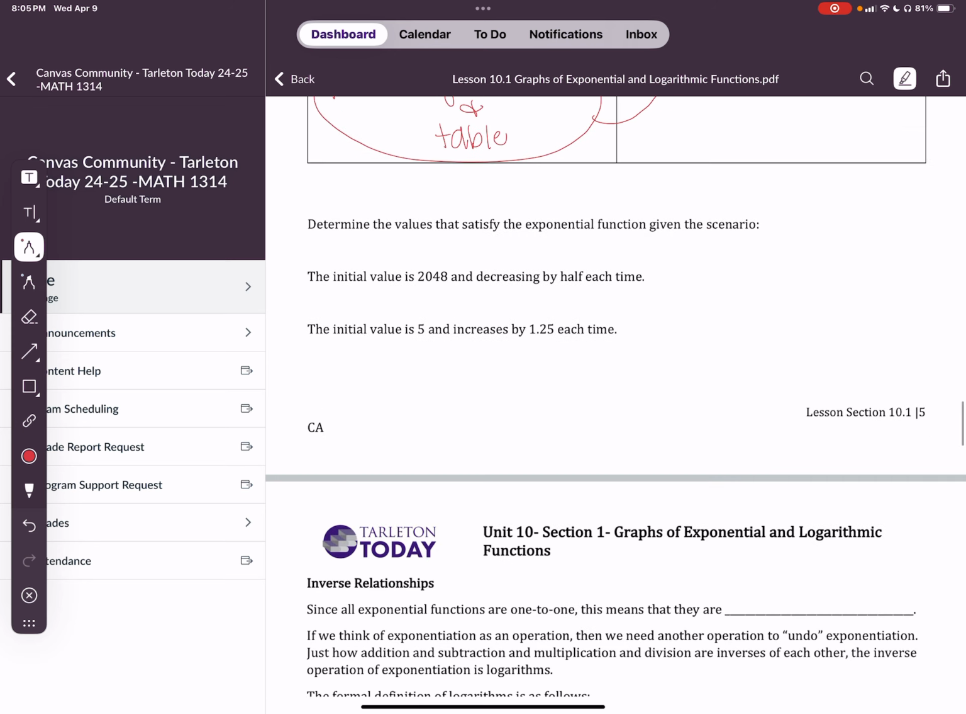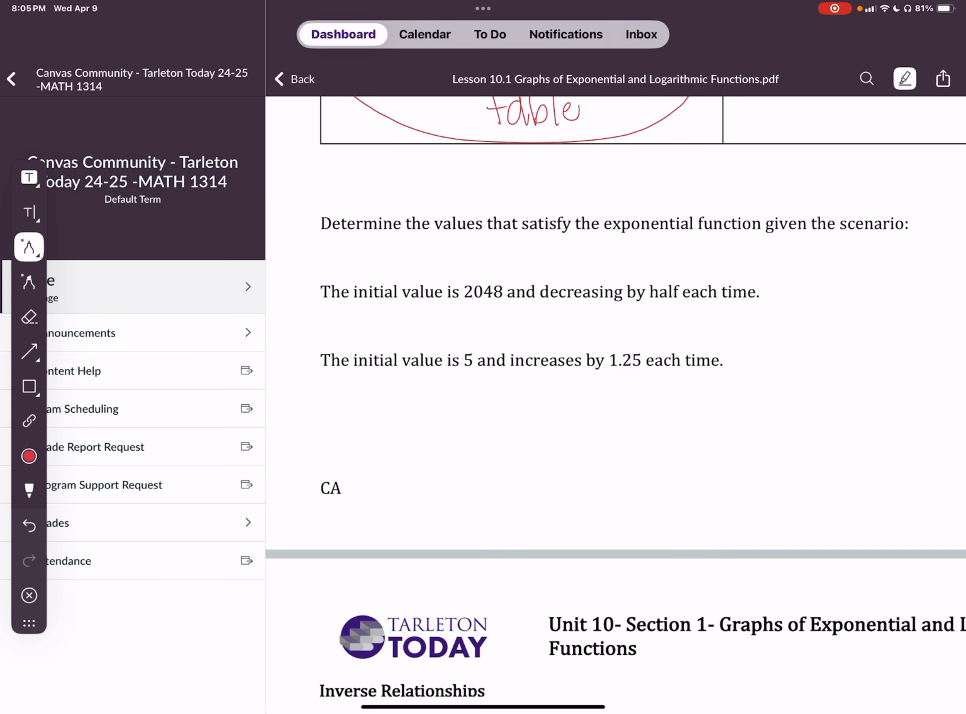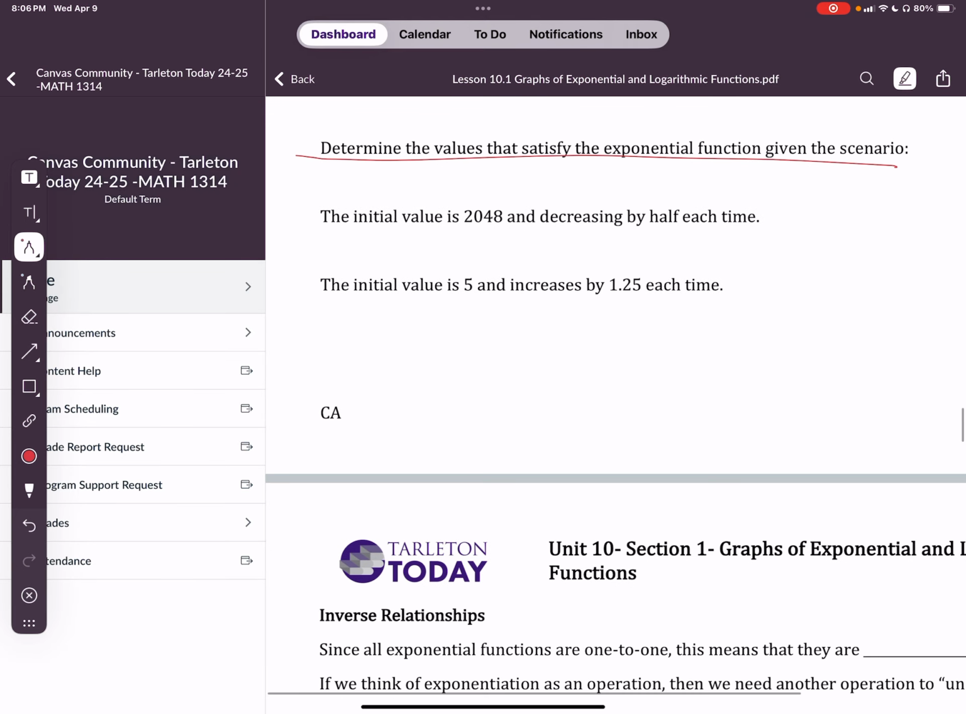All right, so sorry, I got sidetracked. So let's go ahead and do this one here. Now this is just your instructions, by the way. It's wanting you to write the equation that goes with this. So it already tells you that your initial value is 2048, so that's going to be your A. Half is going to be your B. Now, it is decreasing, so that is how we know that it has to be the half, because it can't be greater than 1. So my function would be f of x equals 2048 times 1/2 to the x power.